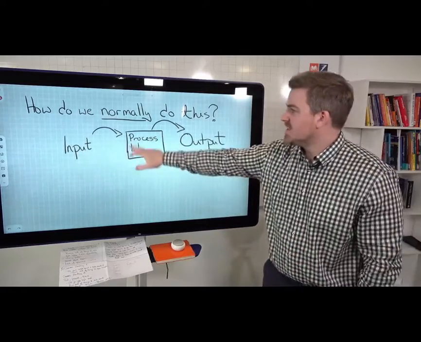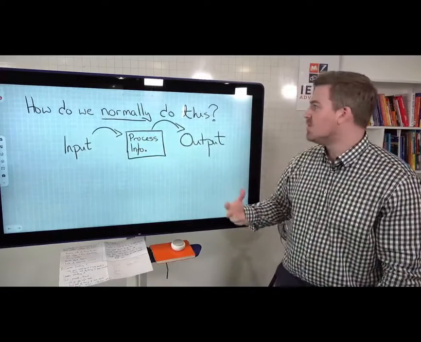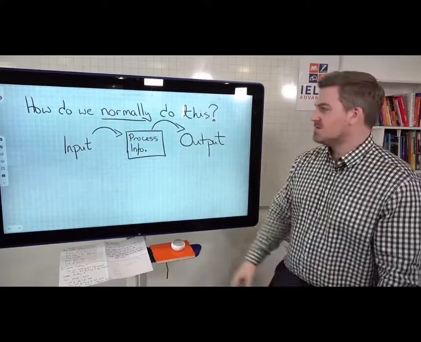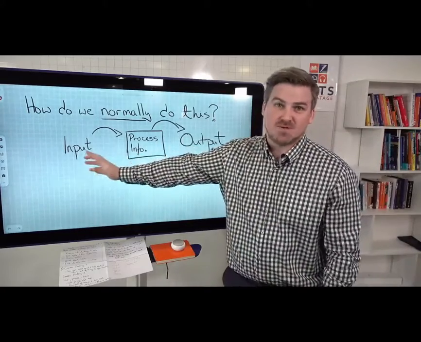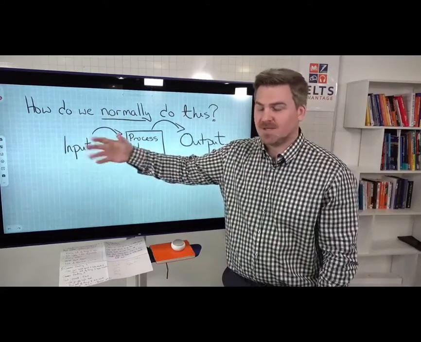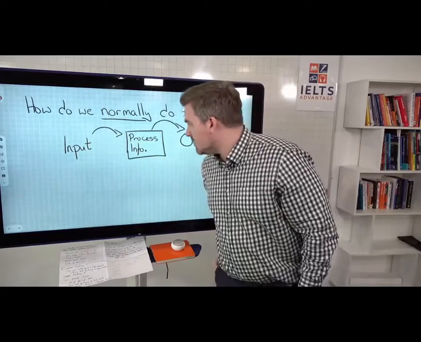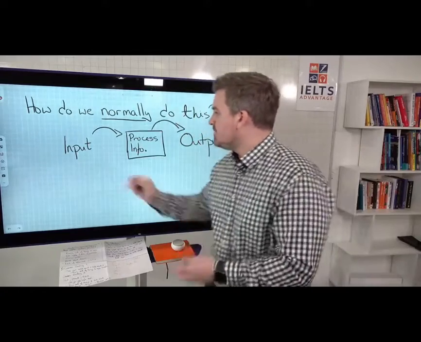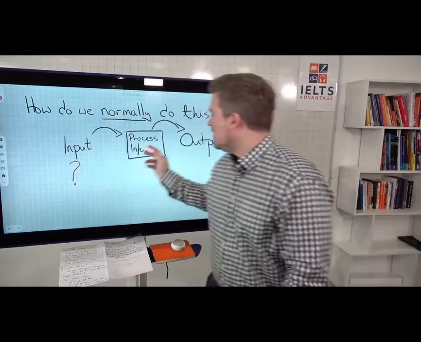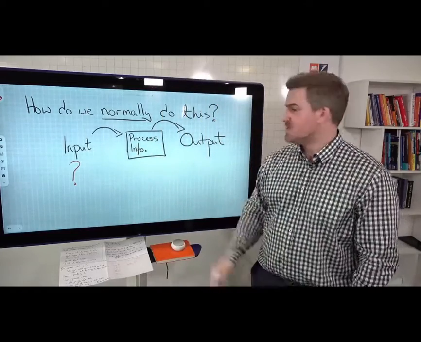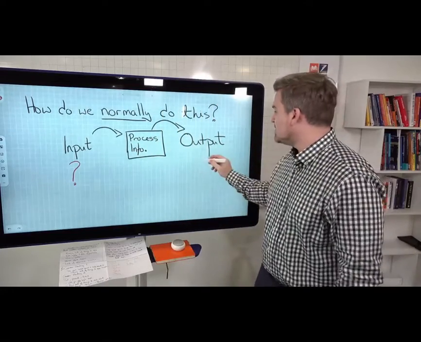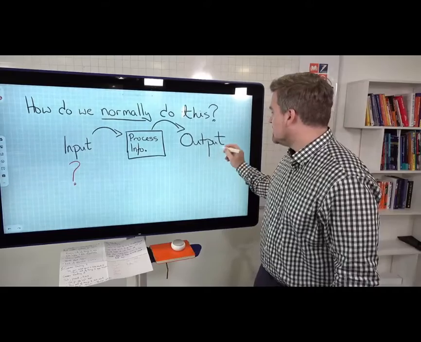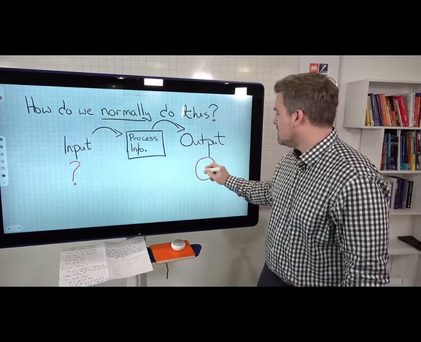So if you think about this as your brain, how do we normally talk to each other? Well, we have some sort of input, which is normally like a question or a comment. Let's keep it simple. It's just some sort of question. Our brains are going to process the information, and then there's going to be output. So this will normally be someone speaking, all right?